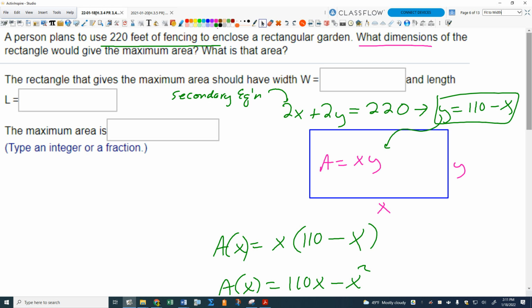Okay. Now, a lot of times that's a secondary equation, okay, because it's not the primary equation. The primary equation is the one that we're trying to work with to come up with an answer, which is area, right? They're asking us to maximize area.